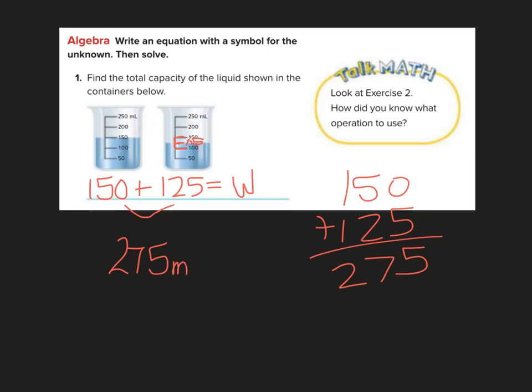275 milliliters of equals W. Okay, look at exercise 2. We haven't done exercise 2, so we cannot do that one yet.